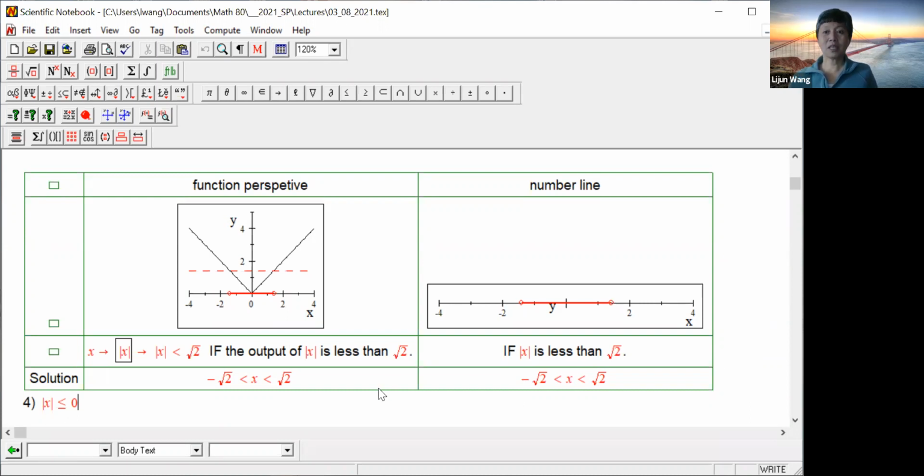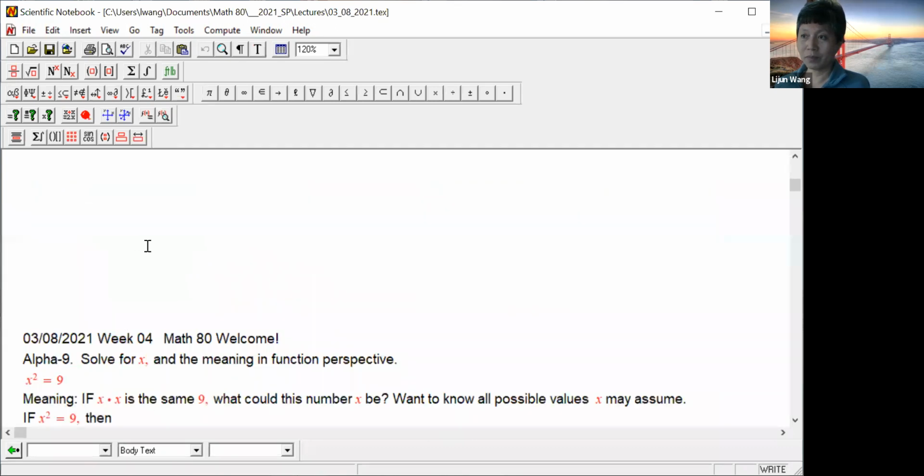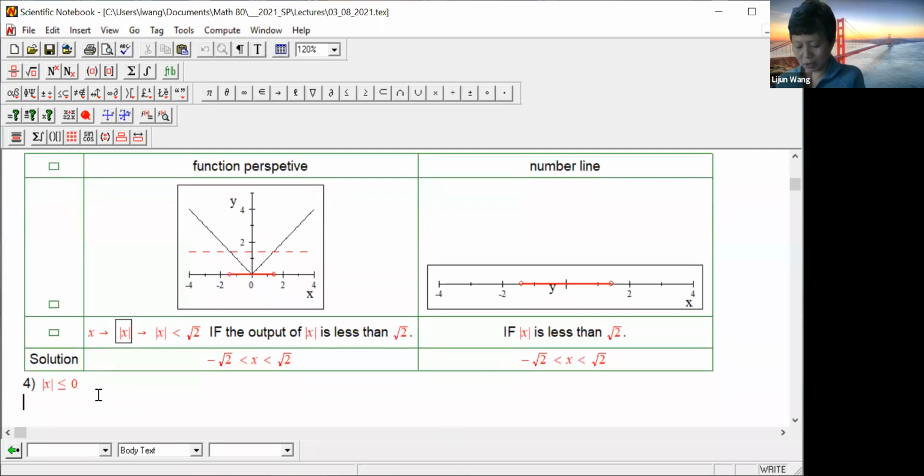Because the absolute value of x cannot be negative, and you want it to be less than or equal to 0. It cannot be less than 0. Therefore, the only way for this to be true is it's 0. Very good. So the solution is x equals 0. You're done. Excellent. Any questions on this?